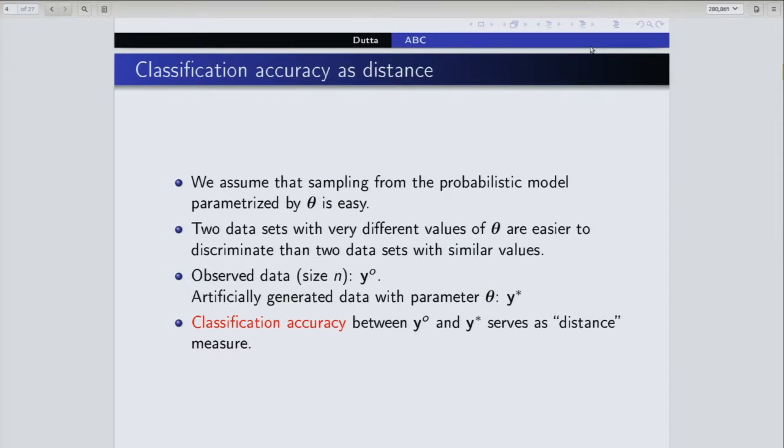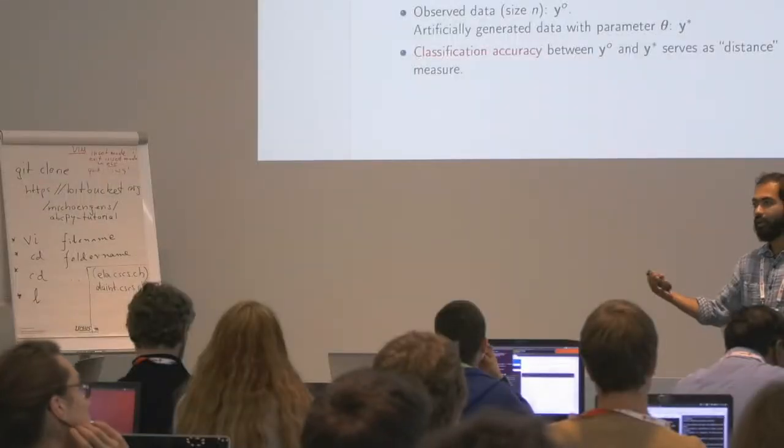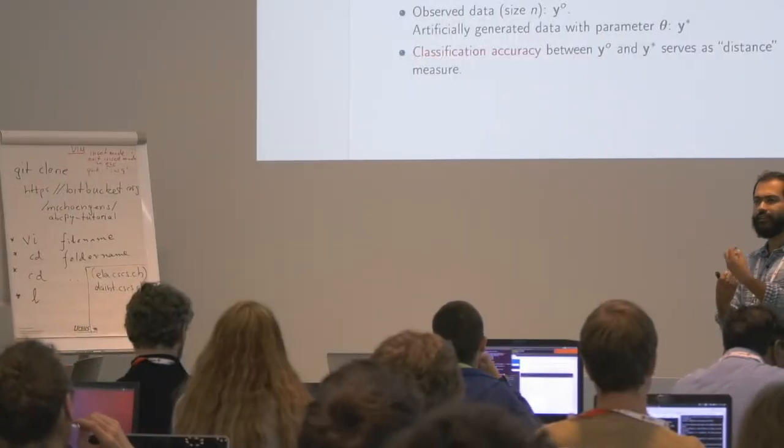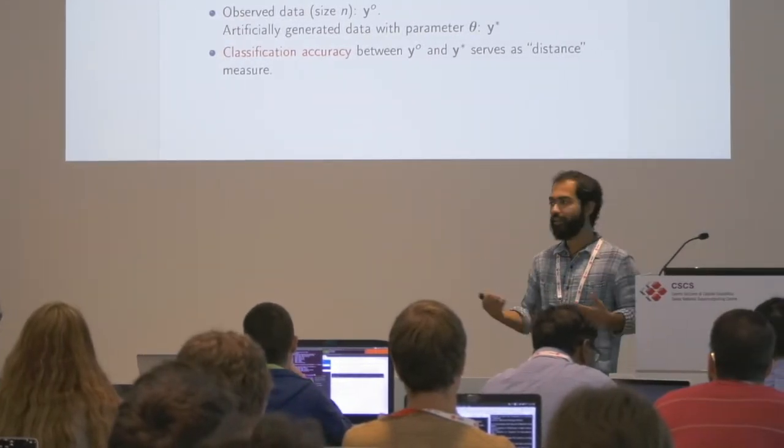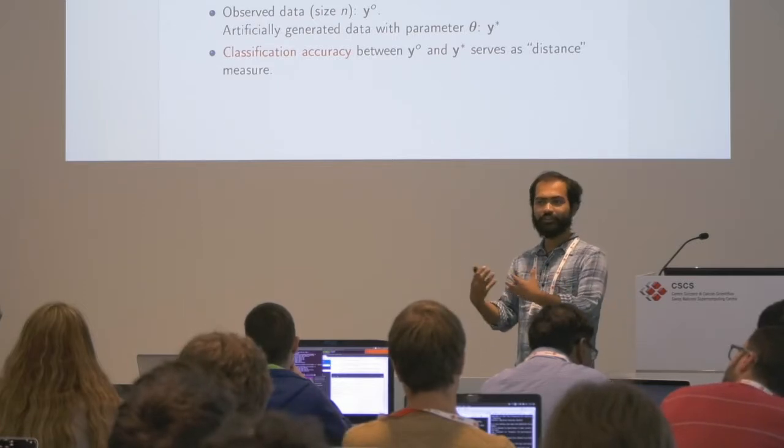But what is the basic idea? We assume the sampling from the probabilistic model is parameterized by theta. So we introduce the model M, which is indexed by theta, and theta is our interest. Two data sets with very different values of theta are easier to discriminate than two data sets with similar values. What does it mean? You can forward simulate. Let's say you have a theta 1 and a theta 2, and you simulate from theta 1 and from theta 2. But if your theta 1 and theta 2 are very similar values, like a 0.1 difference, let's say, then you will think that the data sets will also be kind of similar.